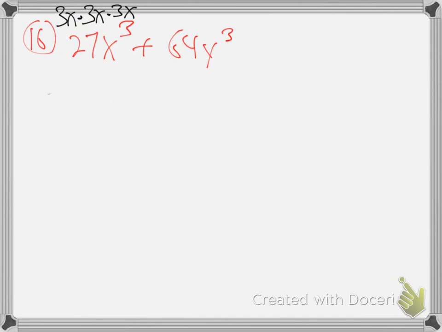And what about this other one? 4y, 4y, 4y. Don't write 4, 4, 4, y, y, y. Write 4y, 4y, 4y. See how that's triple, triple.